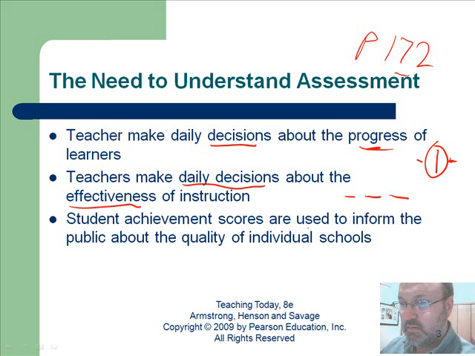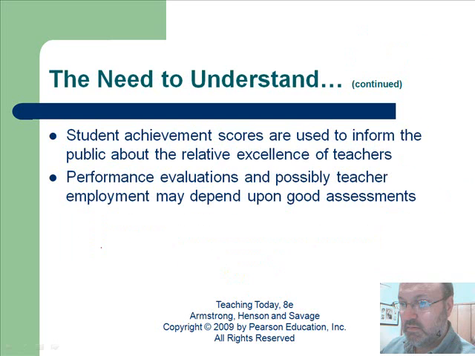And then student achievement scores are used to inform the public about the quality of schools, and this is how it's changed. Now the public wants to know what they're getting for their money, and you've got to be able to communicate that, and we don't know how to do that besides assigning data. These achievement scores are used to inform the public about the relative excellence of the teachers, you, and performance evaluations and possibly teacher employment.